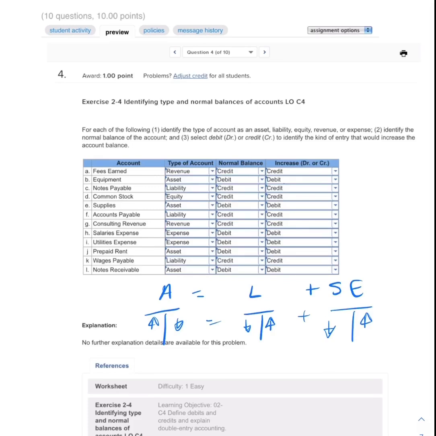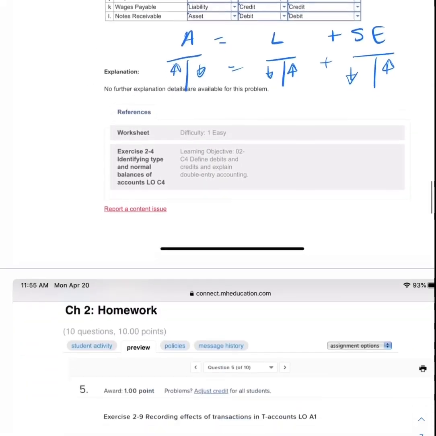Next, we look at consulting revenue, salaries expense, all of these all the way down. But hopefully now that we've looked at these first couple and using this chart down here at the bottom and the knowledge that you have now gained, you should be able to work through the rest of these and figure them out on your own without too much trouble. Once again, if you do have problems, please do contact me.